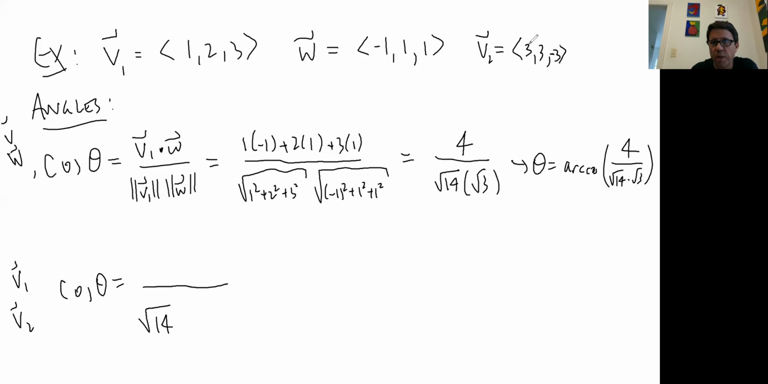So the length of V2 will be 3 squared plus 3 squared plus 3 squared. So that's 9 plus 9 plus 9, so that's 27. So that's the square root of 27, the length of V2. And now what's the dot product between these? It will be 1 times 3 plus 2 times 3 plus 3 times minus 3. And what does that turn out to be? Well, it's 3 plus 6, so that's 9, but minus 9. So this whole thing turns out to be 0 over something, which is just 0.